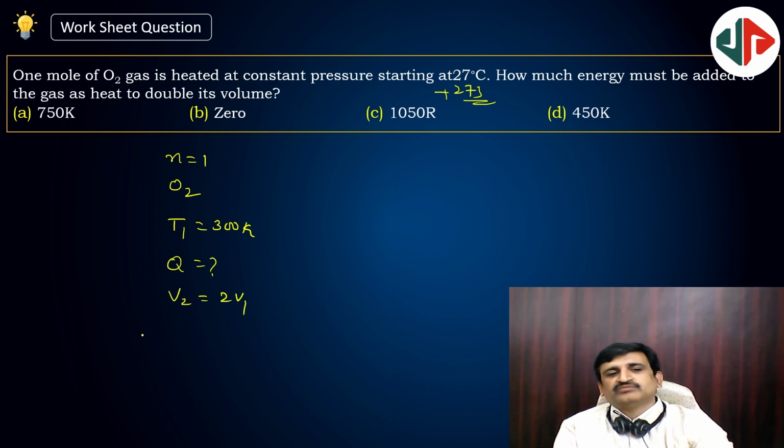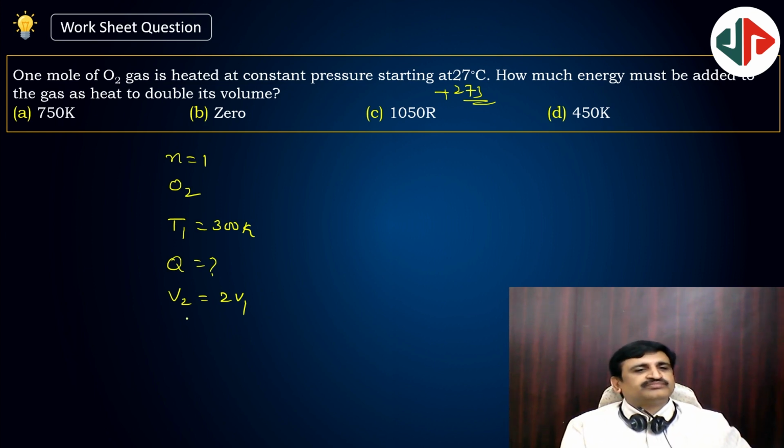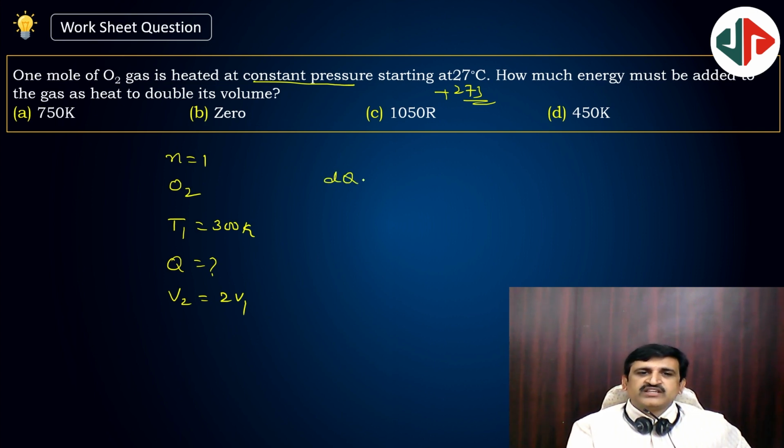To double its volume at constant pressure, the temperature must be doubled. Constant pressure process. So dQ = n Cp dT, and n is the number of moles, 1. Cp for oxygen gas, a diatomic gas, is 7R by 2, multiplied by dT.